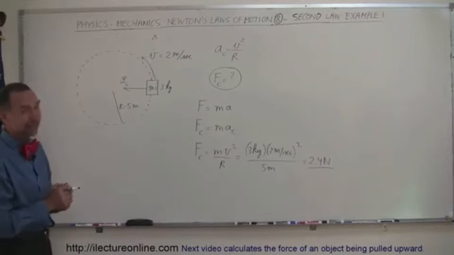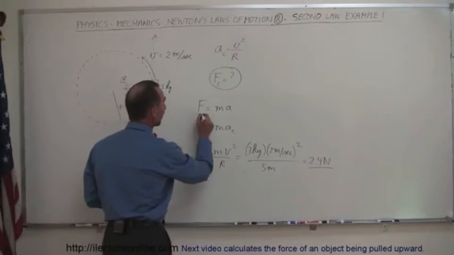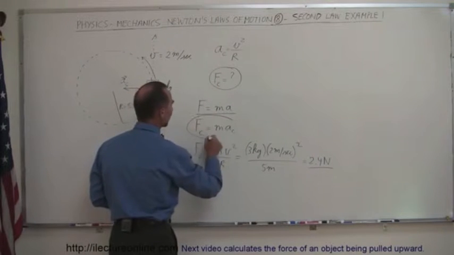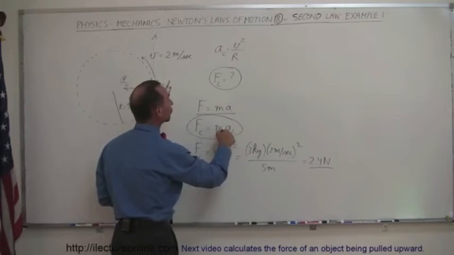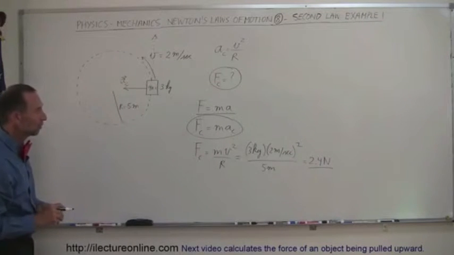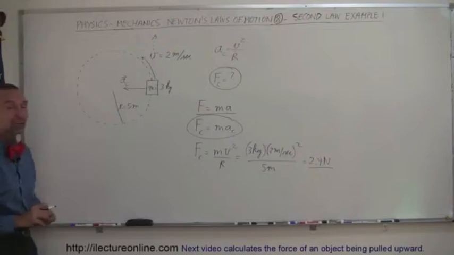So that's pretty straightforward. Again, the definition here is F equals ma, and it doesn't matter what the F or the A is. If it's centripetal, we use the very same equation, and then the equivalent for the centripetal acceleration to fill out the equation F equals ma, known as Newton's second law. And that's how you do that.